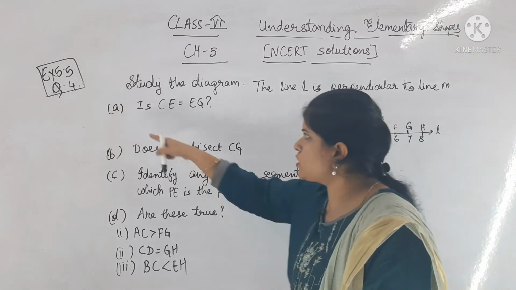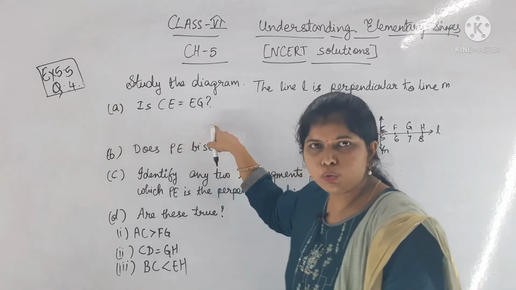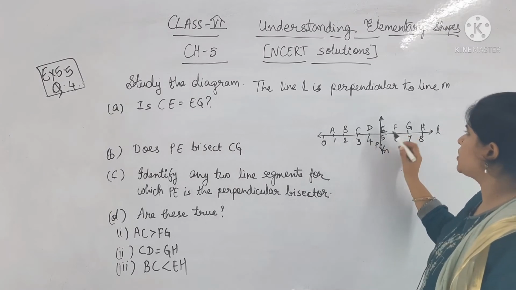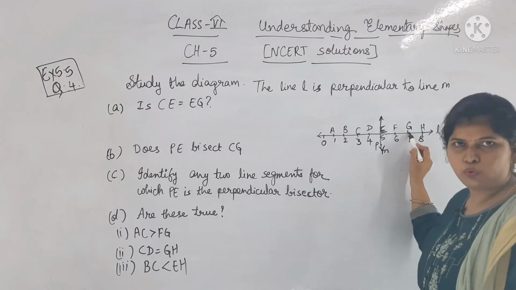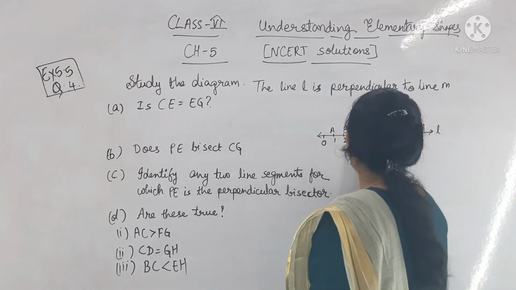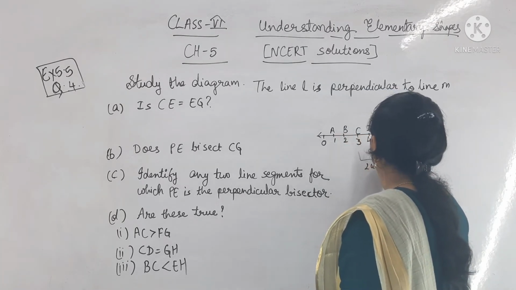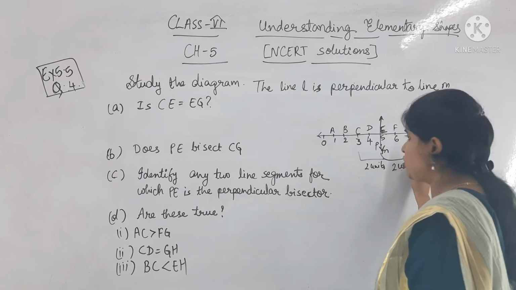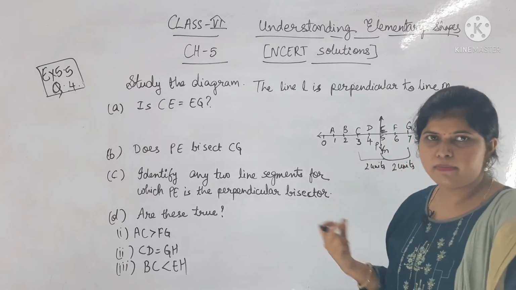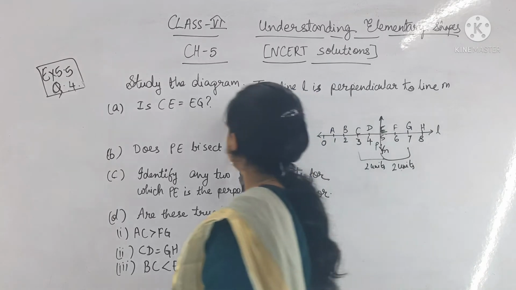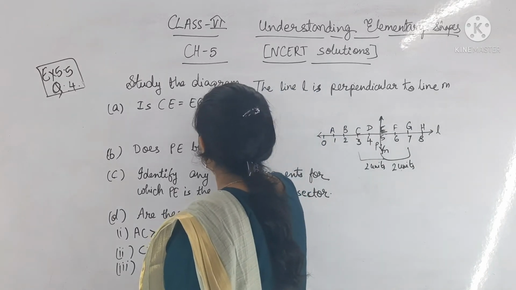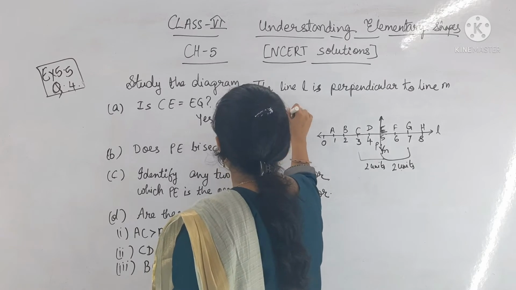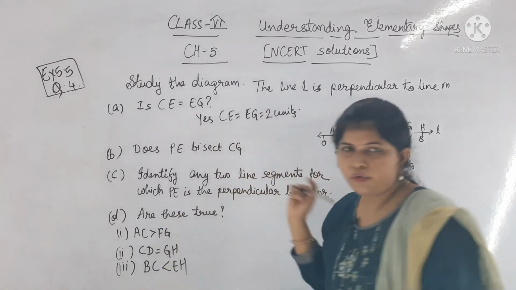The first part is, is CE equal to EG? Here it is given CE is 2 units, EG is 1 and 2. You can see this is 2 units and this is also 2 units. So the measurement is the same. Yes, CE equal to EG equal to 2 units. That is your first part.